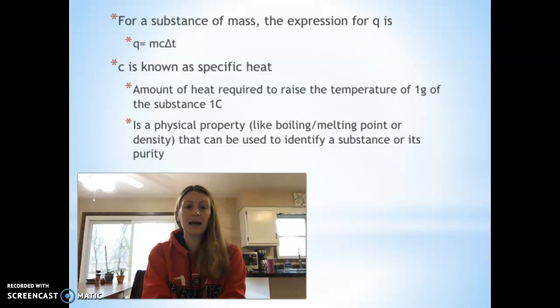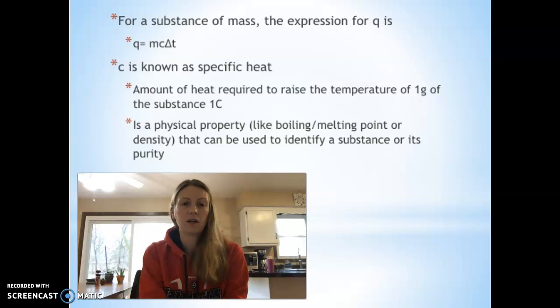For something that has mass, which is going to be largely what we are dealing with, you're going to take the mass times the C times delta T. So you'll get the expression Q equals mc delta T. C is known as the specific heat, so notice the difference between our two C's: one was capitalized, this one's lowercase. Lowercase is the one we're going to work with most often.